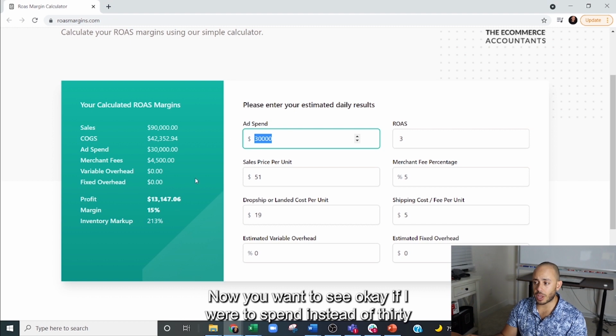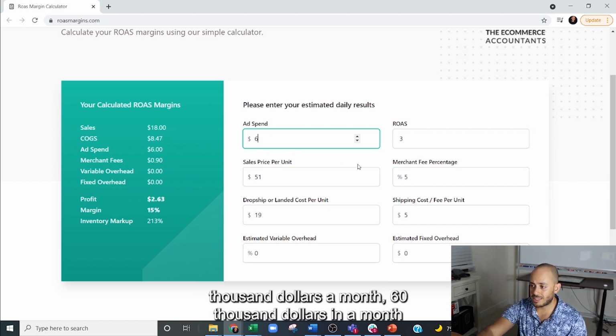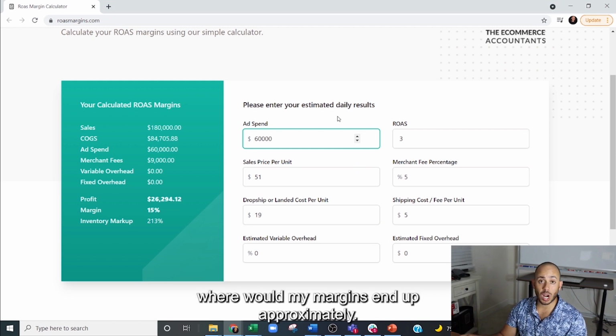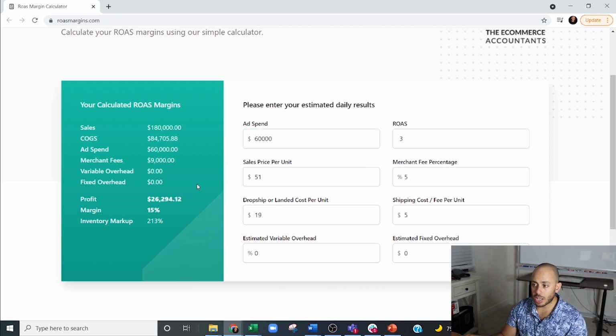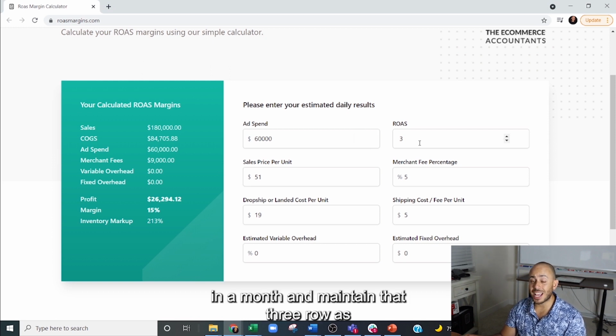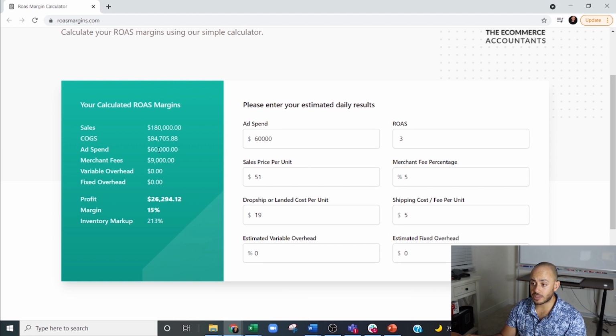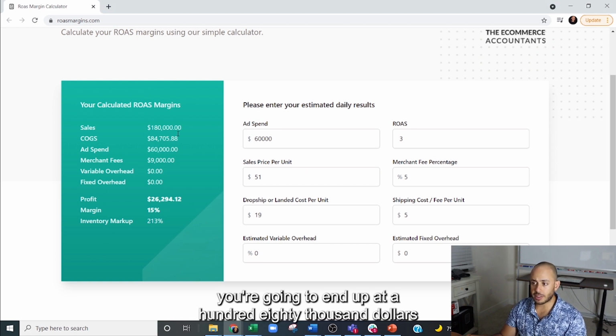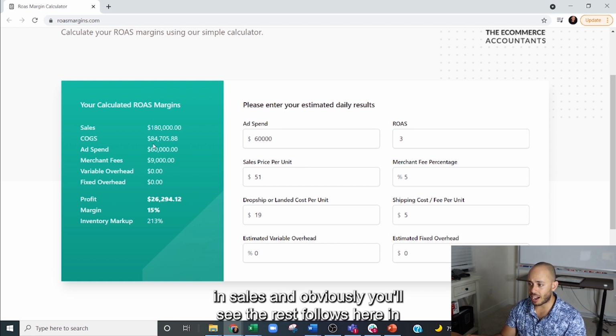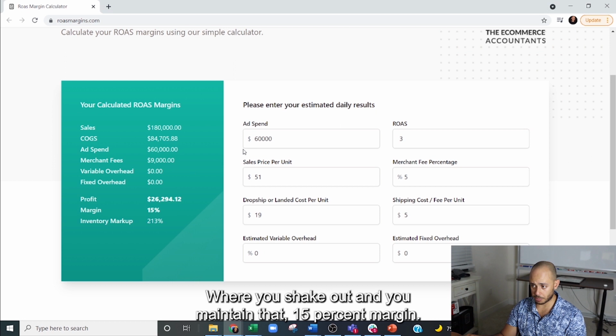Now you wanna see, okay, if I were to spend, instead of $30,000 a month, $60,000 in a month, where would my margins end up approximately? So if you spend $60,000 in a month and maintain that 3 ROAS, you're gonna end up at $180,000 in sales, and obviously you'll see the rest follows here in terms of where you shake out, and you maintain that 15% margin.